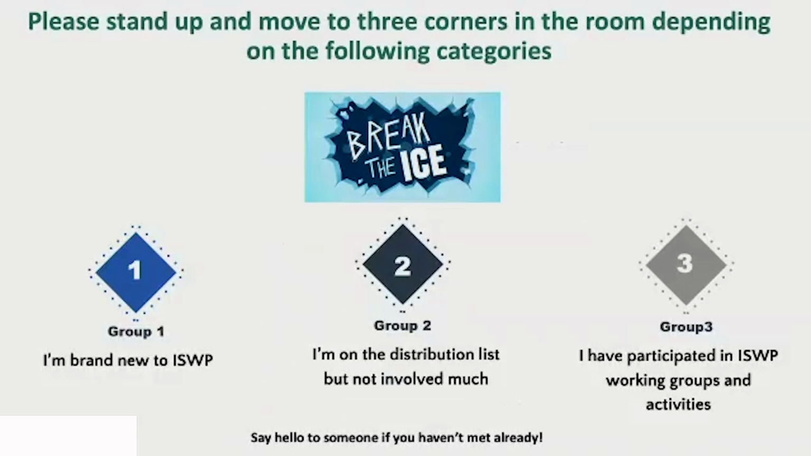So we're going to split into 3 groups. If you're brand new to ISWP, if you're on the distribution list but not involved much, and then if you've participated, we're asking you to stand up and move around the room into 3 corners, into those categories. So I will say, Nancy's in category 1, you're brand new. Let's go to the back. Group 2, you're on the distribution list, and 3 over here if you participated.